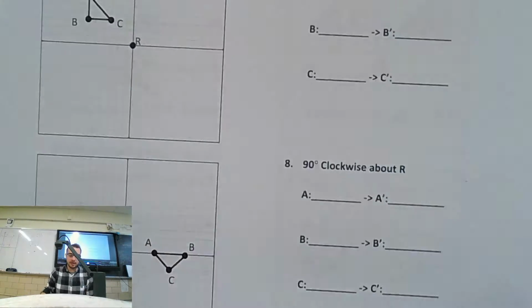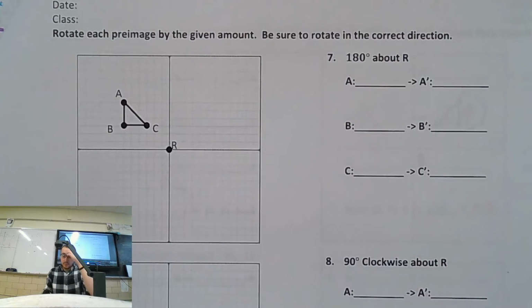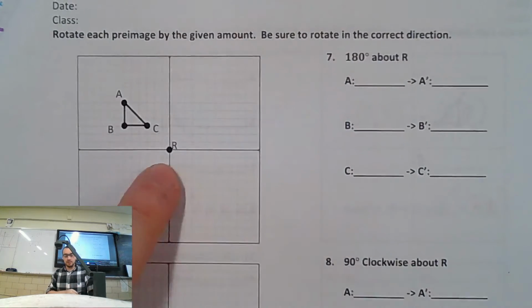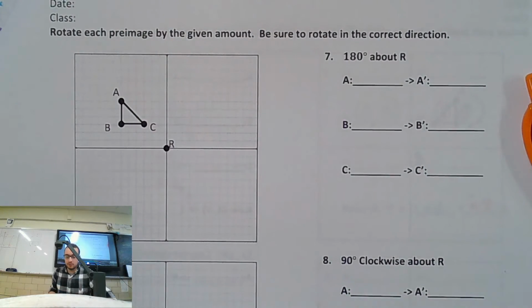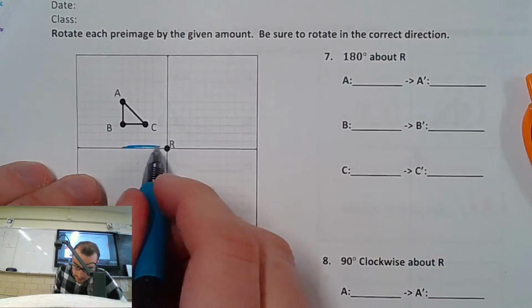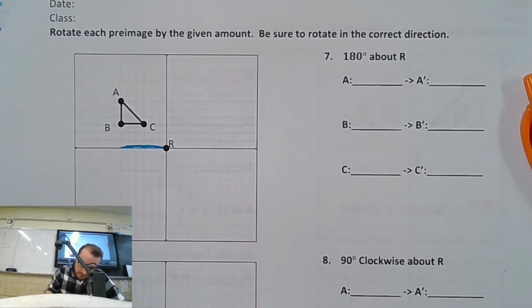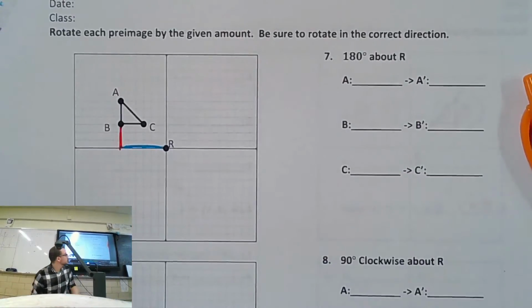All right, rotations. Thing we did the other day. Number 7. I'm only going to do a couple. This is when it's centered on the origin, right? R is on 0, 0. We're going to draw our L between R and one of our points. I'm going to do B. So here's my L. Everybody cool with that?